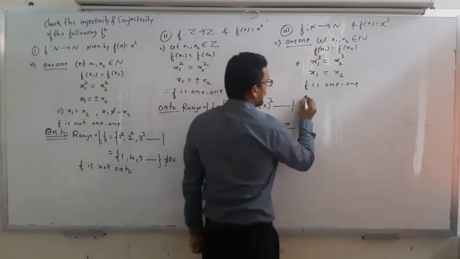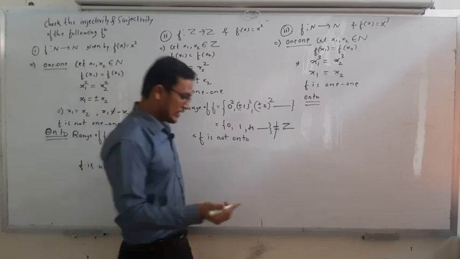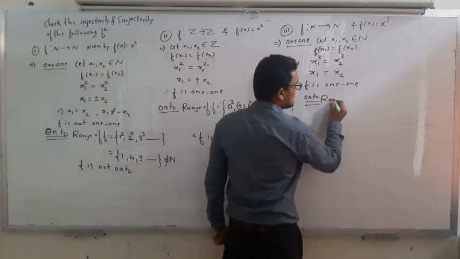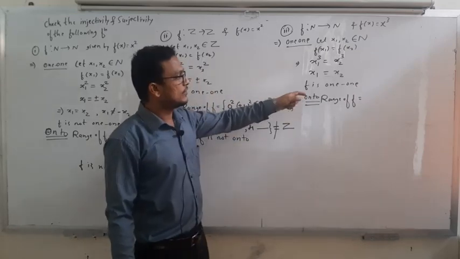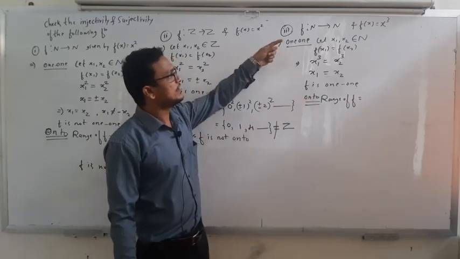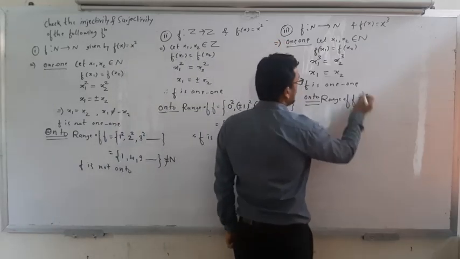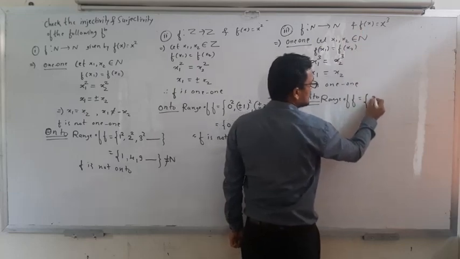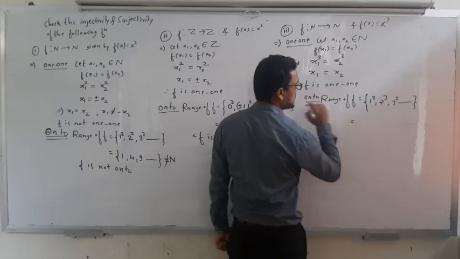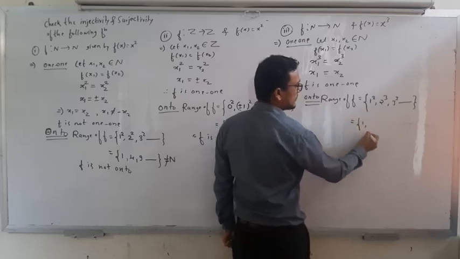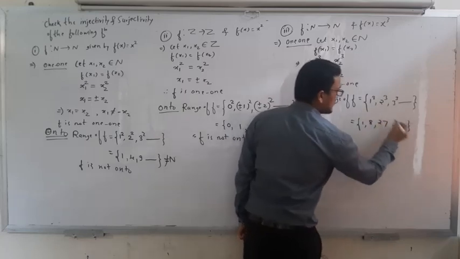Now we'll check the onto part. For onto, again you have to check the range. So the range of f is equal to. To calculate the range, what do we have to do? We have to put the elements from the domain. Domain is the set of natural numbers. Natural numbers start with 1. So just go on putting: 1 cube, 2 cube, 3 cube and so on. 1 cube is 1, 2 cube is 8, 3 cube is 27 and so on.